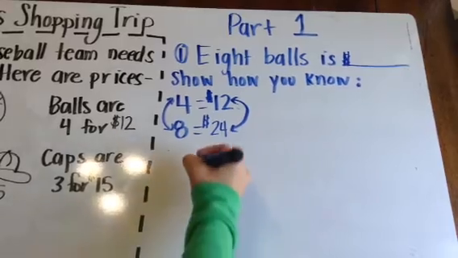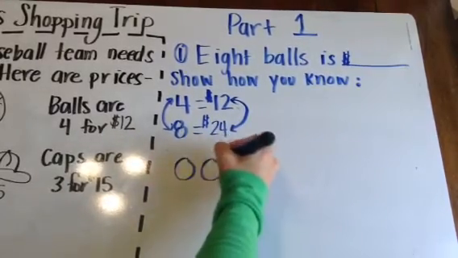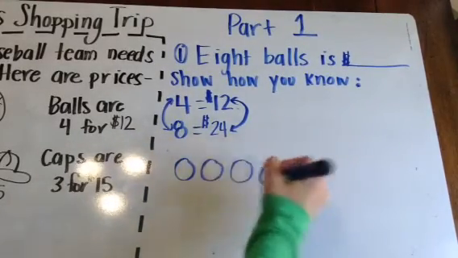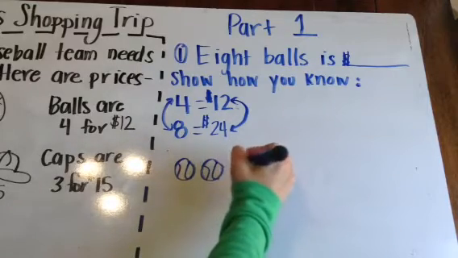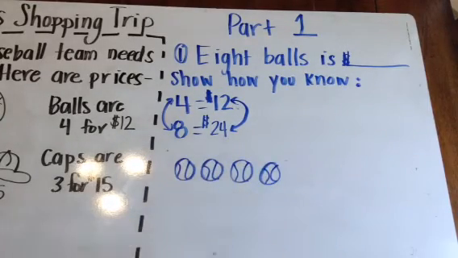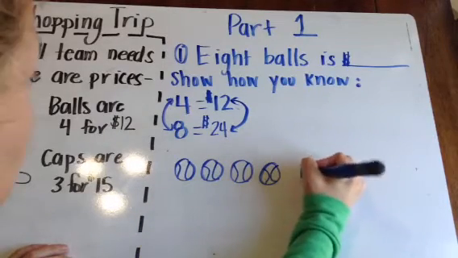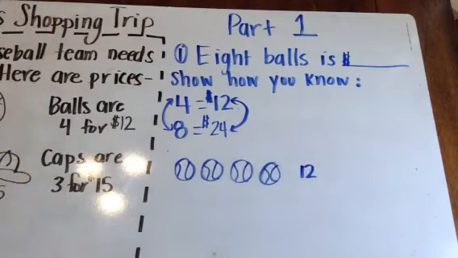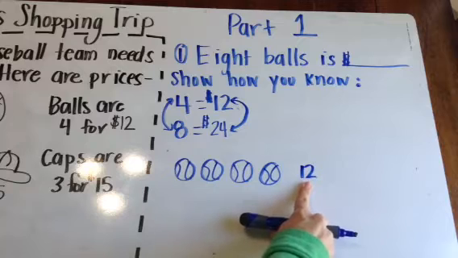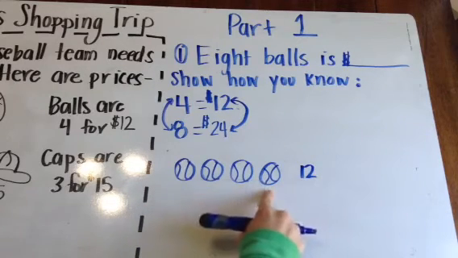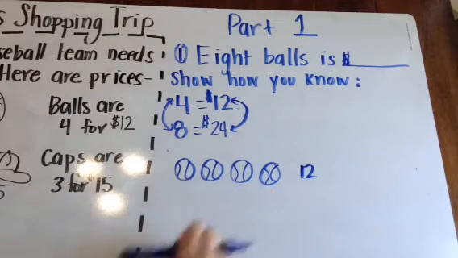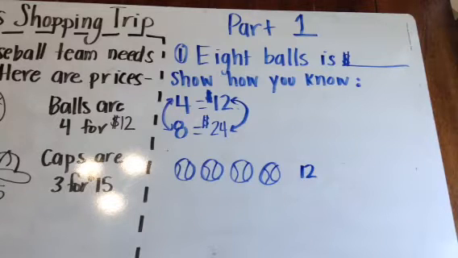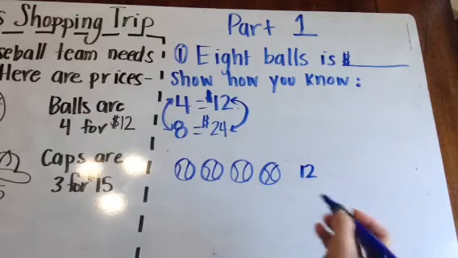So if I drew 4 balls, 1, 2, 3, 4, and I'm not going to make them super duper fancy because I know they're baseballs and you know they're baseballs. I know that to buy 4, it's going to cost me $12. I can figure out what the price of 1 baseball is and then go from there. So I would need to take $12 and equally spread out my dollars to figure out how much each baseball costs. So I could do that by distributing dollars.